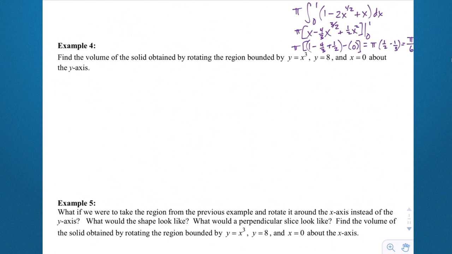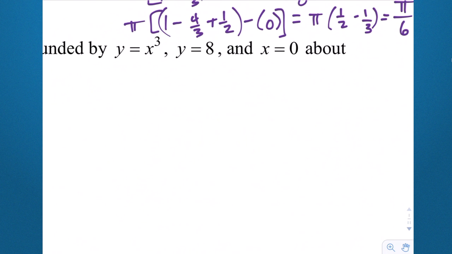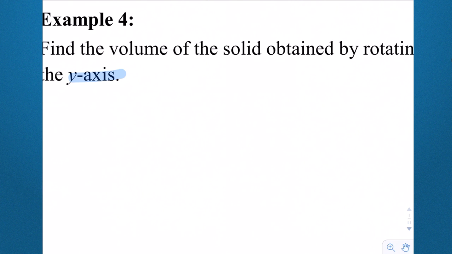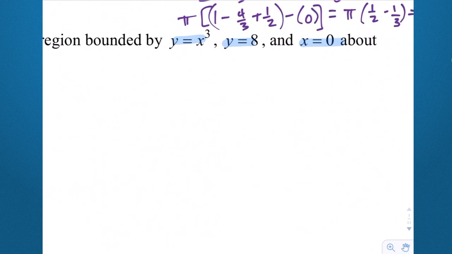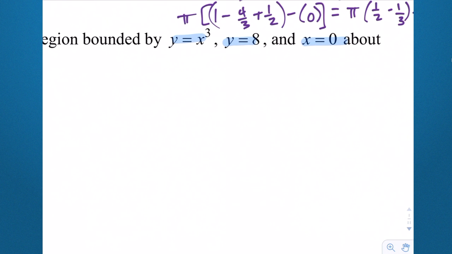All right, we're on example 4 then. Find the volume of the solid obtained by rotating. So it's the volume of a solid of rotation or revolution. We're taking the region bounded by y equals x cubed, y equals 8, and x equals 0, about the y-axis. Ooh, man, these are good problems. I wonder who came up with these.